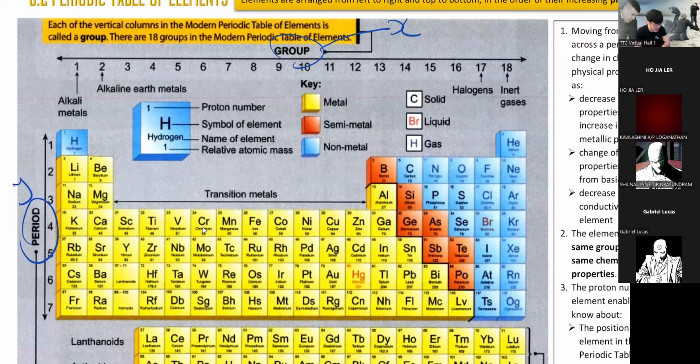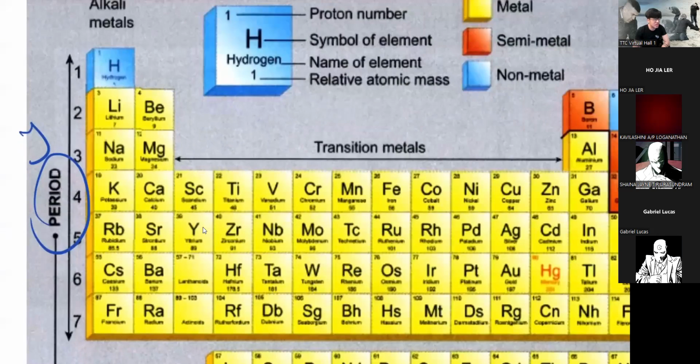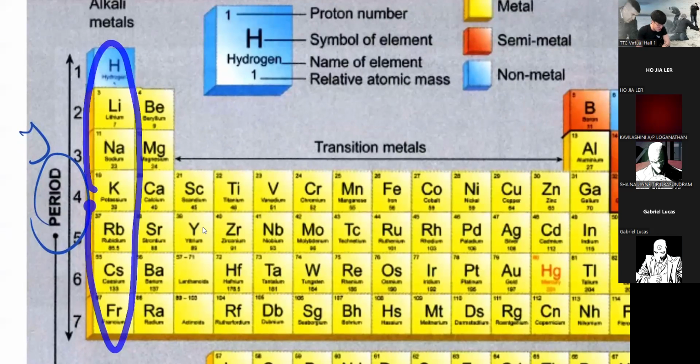Okay, let me repeat again. Everyone in the same group has the same characteristics. They behave the same way and everything is the same. So you see, this is the useful thing about the periodic table. Let's just say group 1. Let's look at group 1.